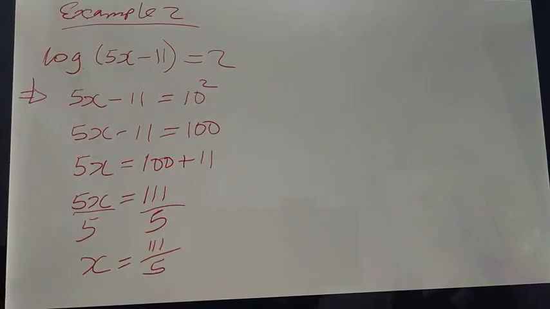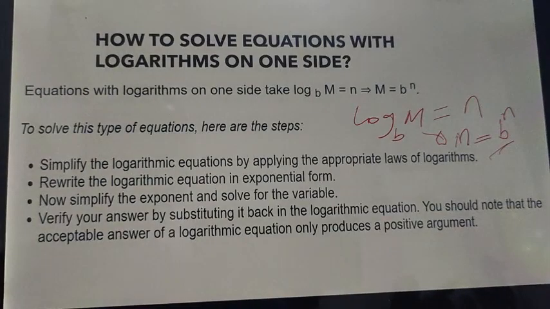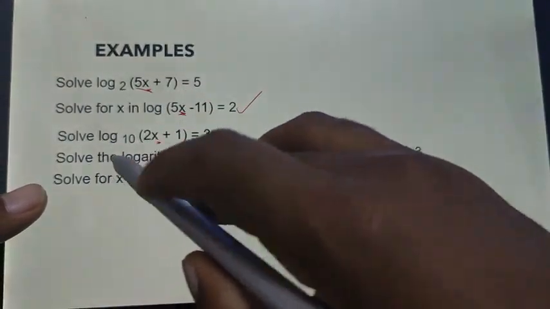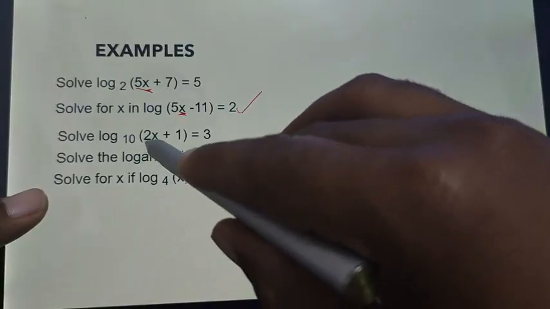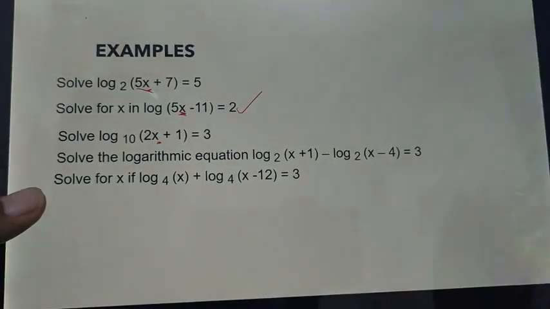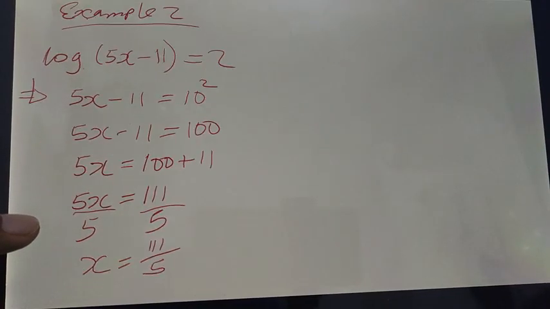Okay, let's look at the third example. The example is saying log base 10 of (2x plus 1) is equal to 3. Okay, so let's look at that. Example 3. Here, given log base 10 of 2x plus 1. This one should be equal to 3.